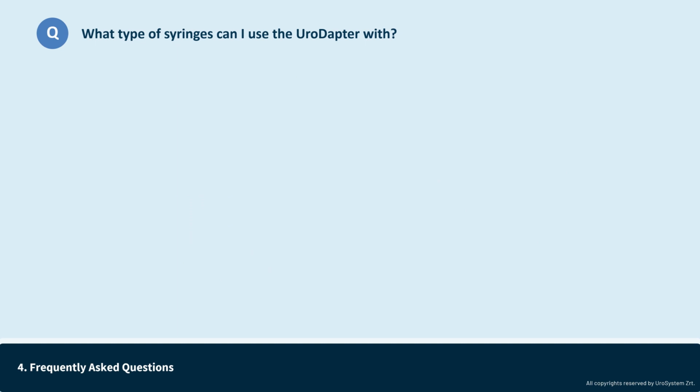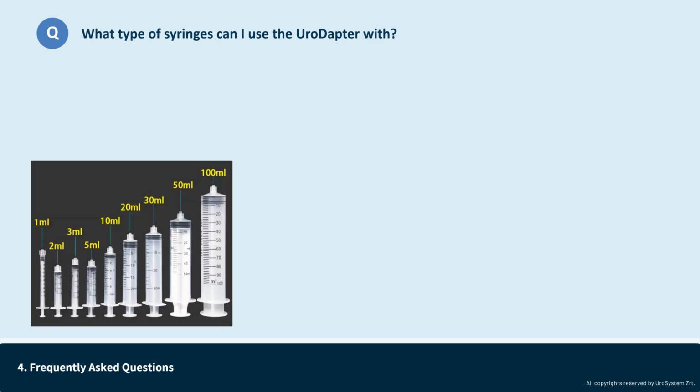What type of syringes can I use the UroDapter with? This is an important question, and to answer it, we need to understand the types of syringes available on the market. There are two main parameters of syringes that are relevant to our discussion. The first is the size of the syringe. Sizes range from 1 milliliter or cc to 100 milliliter or even more. A 100 milliliter syringe is quite large compared to those used for blood sampling or intravenous injections. And typically 20 or 50 milliliter syringes are used for intravesical instillations, and the UroDapter is compatible with all syringe sizes.